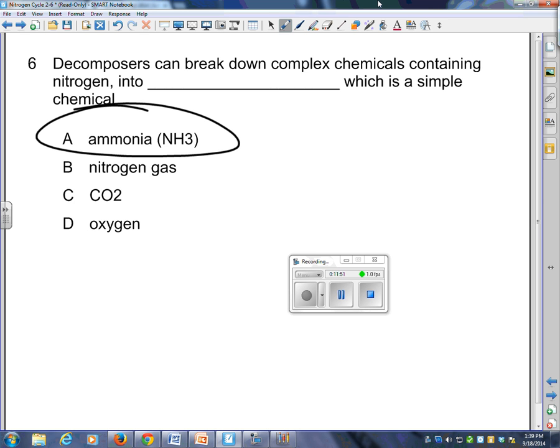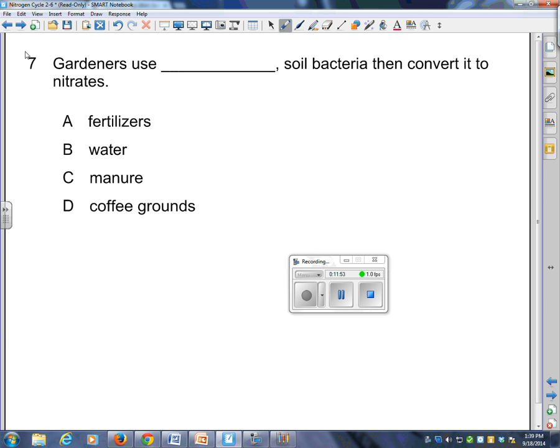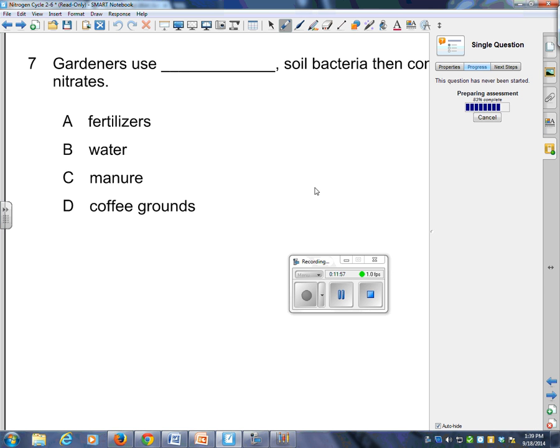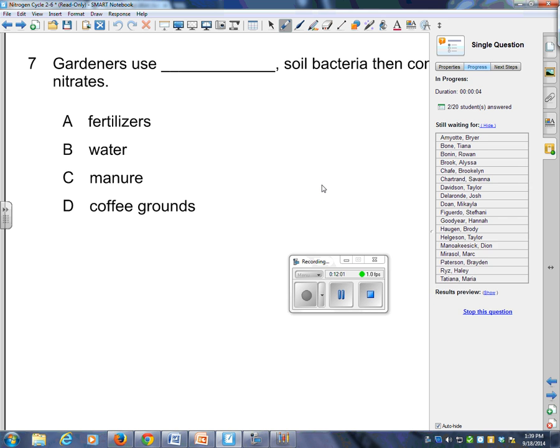It's kind of confusing. Oh yeah, I got to go back a little bit here, it looks like. Oh, well, you're going to get this one, aren't you? Gardeners use what? And soil bacteria convert them into nitrates. Hopefully you get this one.